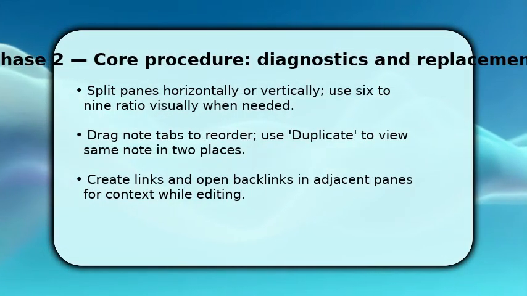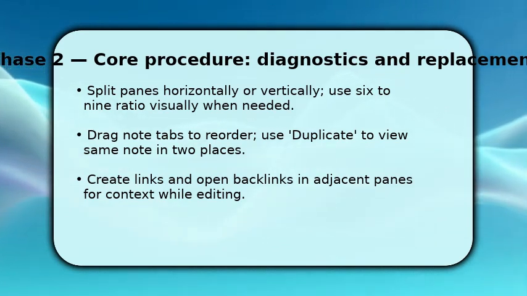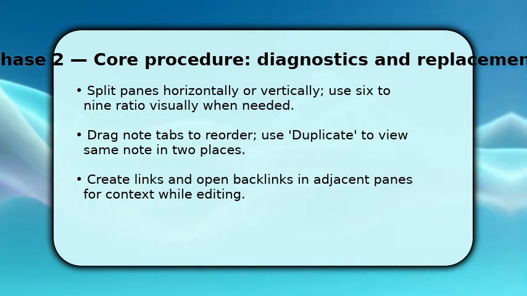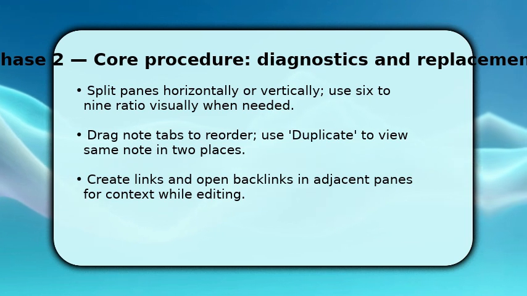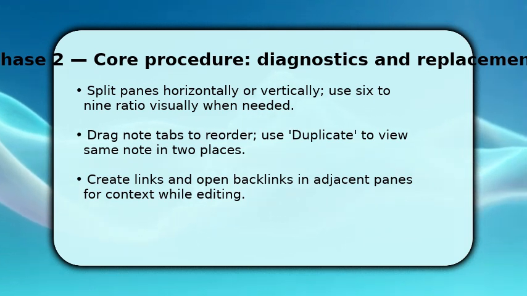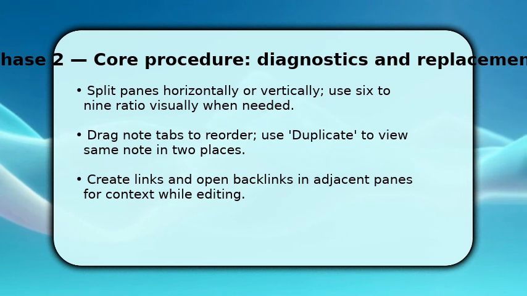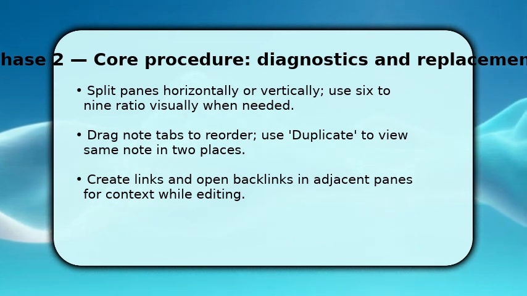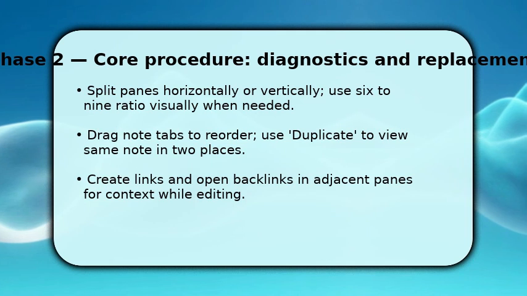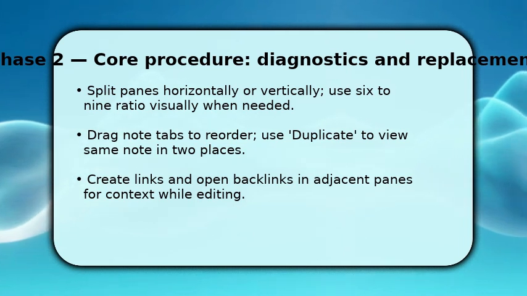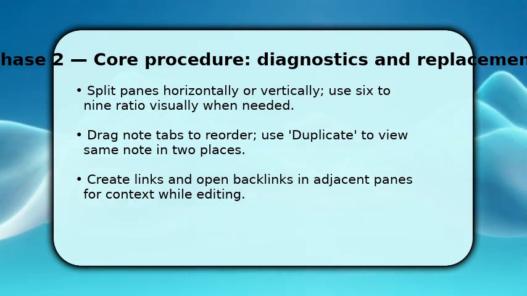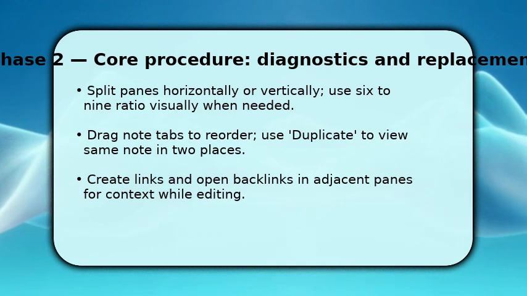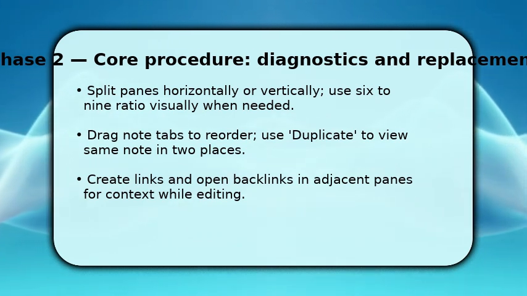Next, build the work layout that supports your tasks. Split panes based on task, editing on the left, references on the right, and a smaller preview below if needed. Once split, drag tabs to reorder or duplicate a note so you can edit in one pane and view a rendered preview in another. Use internal links and open backlinks in adjacent panes for instant context. This saves time when cross-referencing. Make sure to resize panes to prioritize the active task visually.